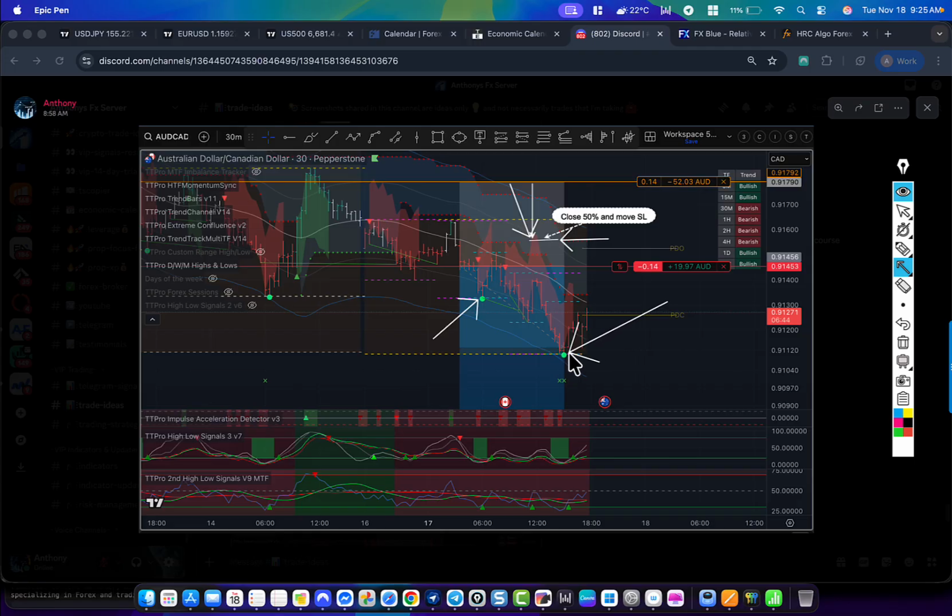Or you just let it run if you like and just see how we go. It's early in the week. Remember last week I mentioned, let's set up some trades early in the week and let them go for the week. So this could be one of those.